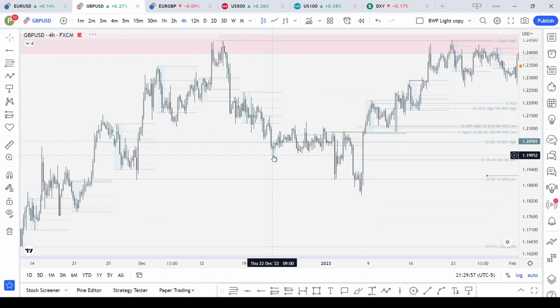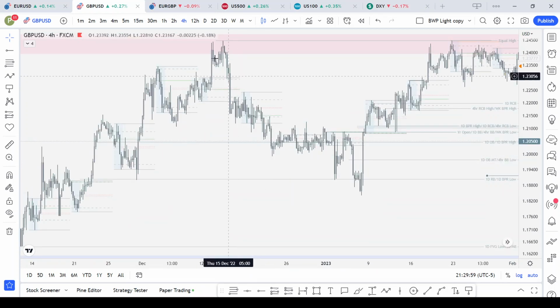Now, there are exceptions to this. There are times when it will close above and still close below. When you see that, that is how you know when the market is about to enter into a seek and destroy price action, or if it is already in a seek and destroy price action.